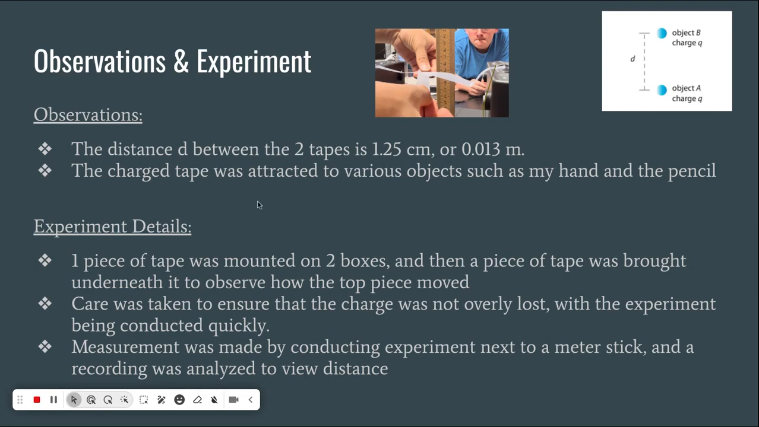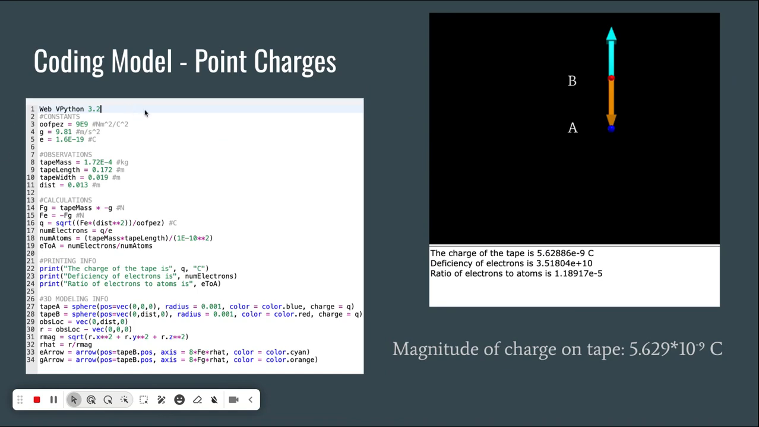Experiment, let's go over how we did the experiment. One piece of tape was mounted on these two boxes, and then another piece of tape was brought underneath it to observe how the top one moved. We took care to conduct the experiment quickly to not lose as much charge as possible in the two tapes, and we measured the distance by recording a video of the experiment and propping a meter stick right next to it, and then watching the video back to see the distance.